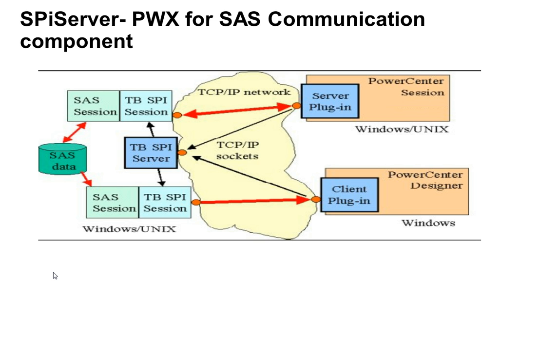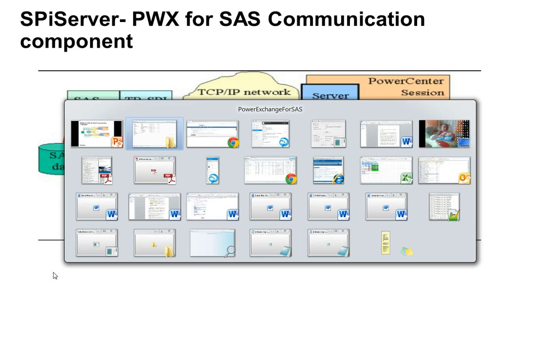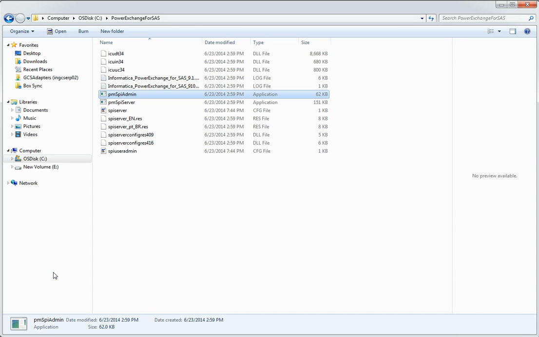So, how do we create SPiserver users? The SPiserver installation on the SAS server machine running on Windows adds a utility named PMSPI-admin in the Power Exchange for SAS folder. This PMSPI-admin utility provides a GUI to add or update the SPiserver users.